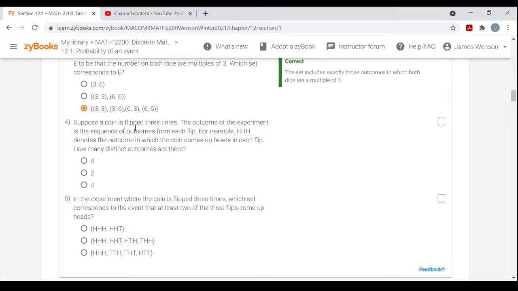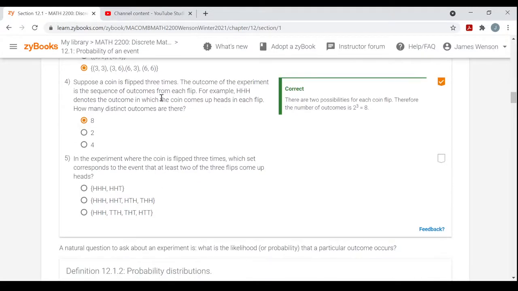So suppose a coin is flipped 3 times. The outcome of the experiment is the sequence of outcomes from each flip. For example, HHH denotes 3 heads on each flip. How many outcomes are there? Well, you could also think of this as strings formed with H's and T's, say heads and tails. So how many strings of length 3 can you form with H and T? That'd be 2 times 2 times 2, 2 to the third, that'd be 8.